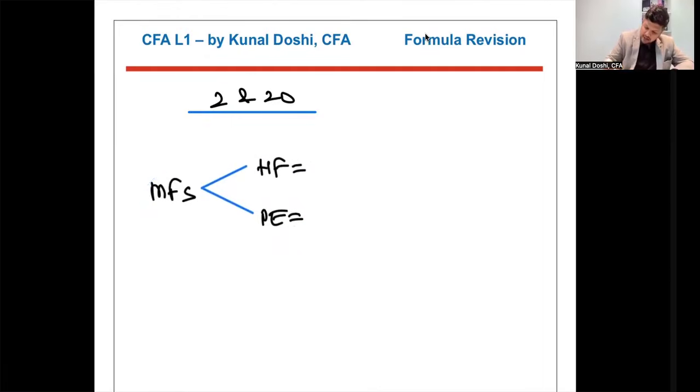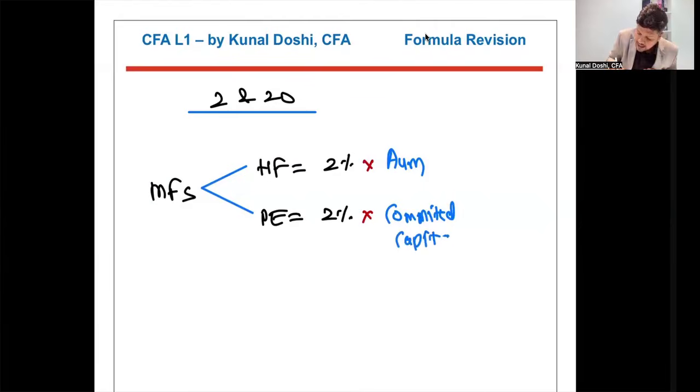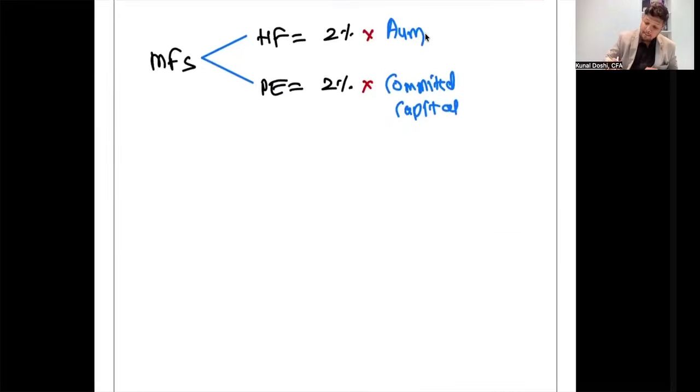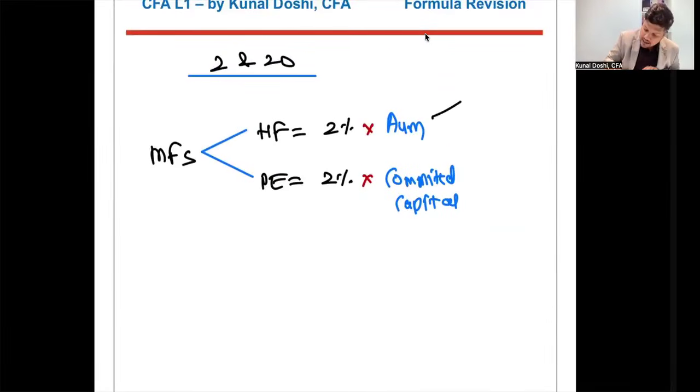So management fee is 2% of what? In a hedge fund, it is 2% of assets under management. In private equity, it is a percentage of committed capital. Remember, not invested capital, committed capital, paid annually. But which AUM, beginning or ending? Do we apply our own brain? No. Let the institute mention it in the exam.